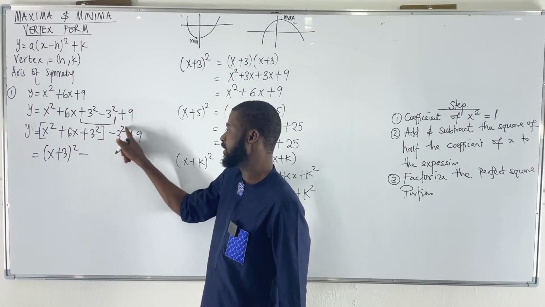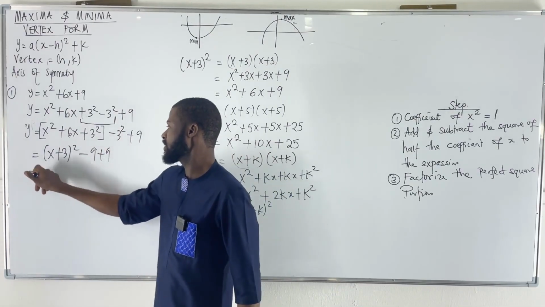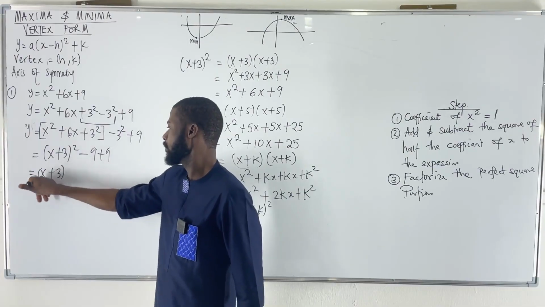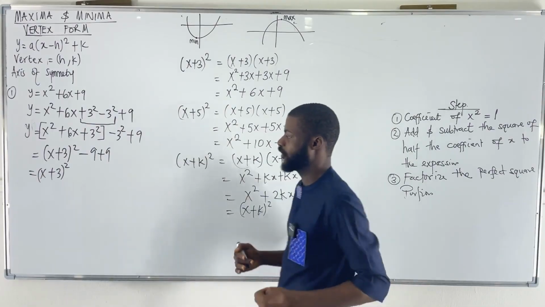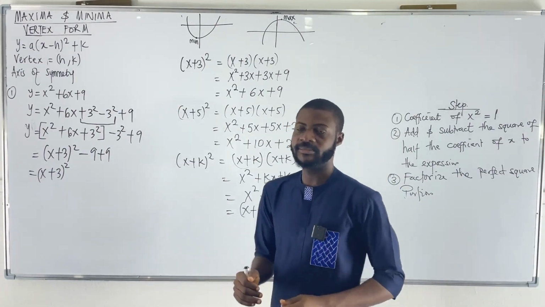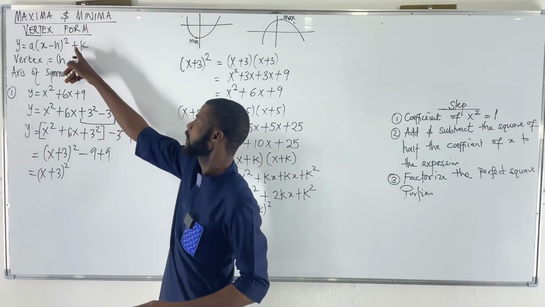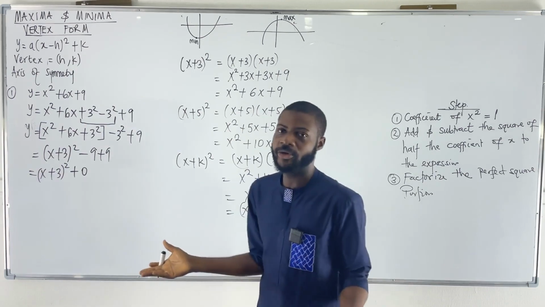You can then expand this one. 3 squared is 9, plus 9. So this is x plus 3 all squared. Minus 9 plus 9 is 0. So you can see that you've been able to write in vertex form. So that's x plus 3. Now, you might be wondering, what is our plus k in this case? Our plus k will just be plus 0 because we cannot have no number.